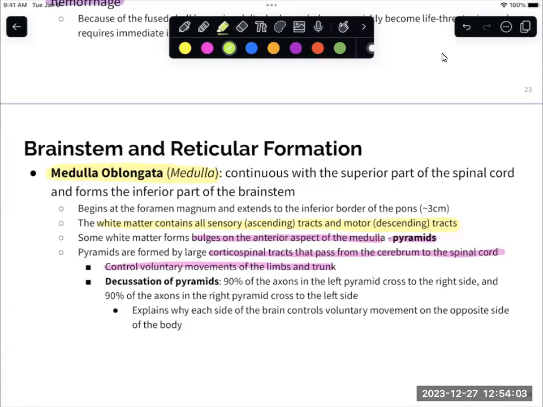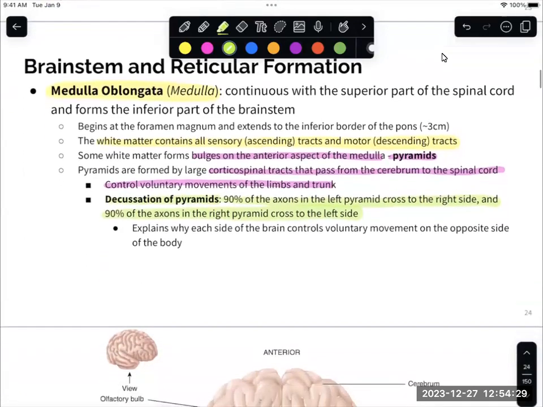Those pyramids are also going to decussate. So they're going to cross sides. And as I've mentioned in the last chapter, this is why the right side of the brain controls the left side of the body, the left side of the brain controls the right side of the body. It is because of this crossing over of fibers.